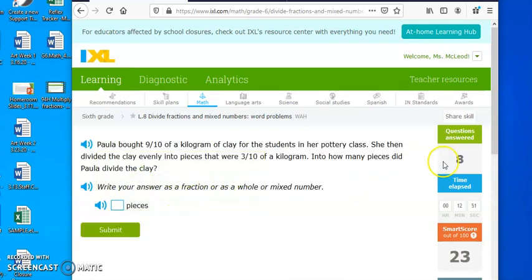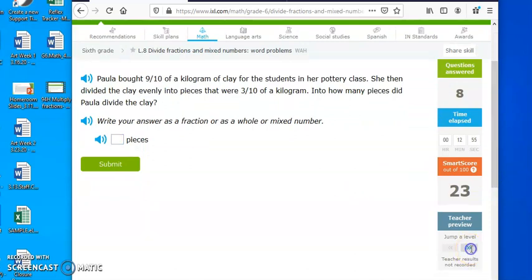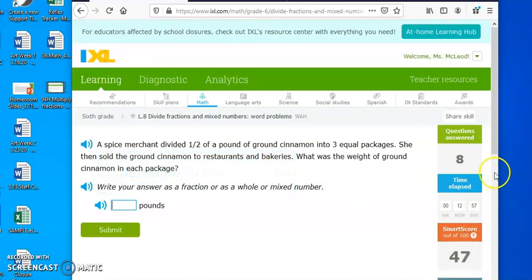All right, we're going to go to a little bit more difficult problem, so I'm going to jump a level, and this will be the last one that we do. I'm going to read it off. We're going to pull out the numbers that we need, and we're going to do the math. All right, a spice merchant divided 1/2 of a pound of ground cinnamon into 3 equal packages. She then sold the ground cinnamon to restaurants and bakeries. What was the weight of ground cinnamon in each package?